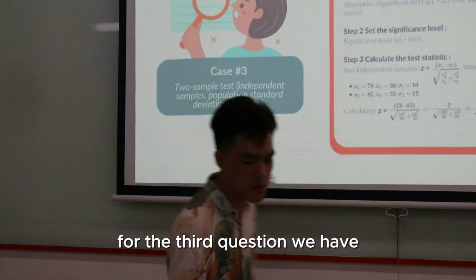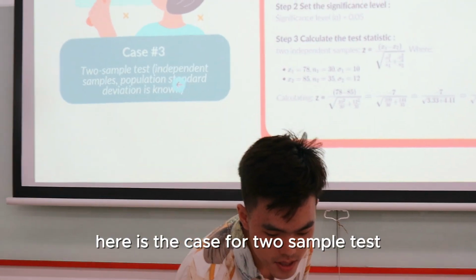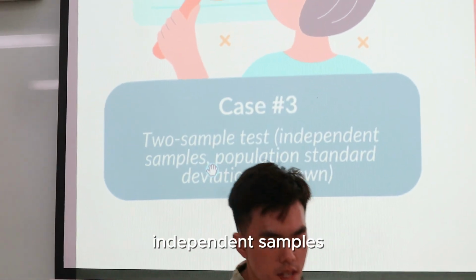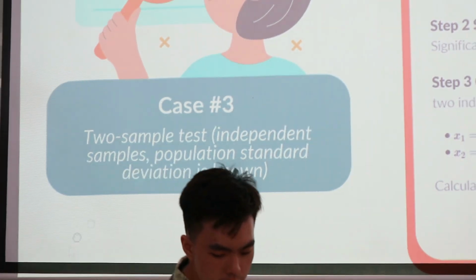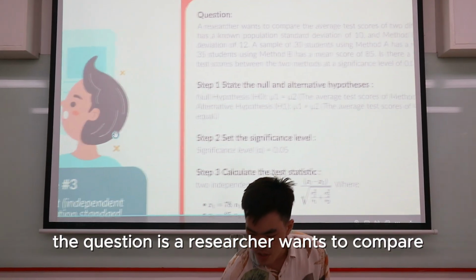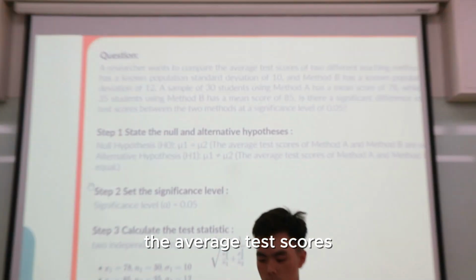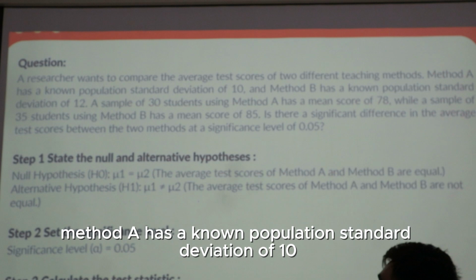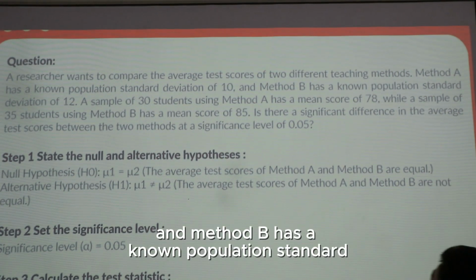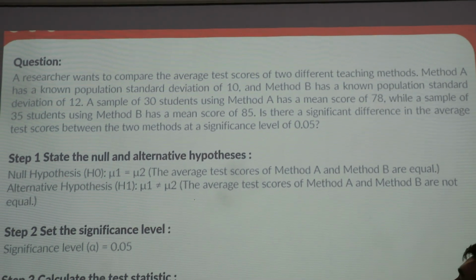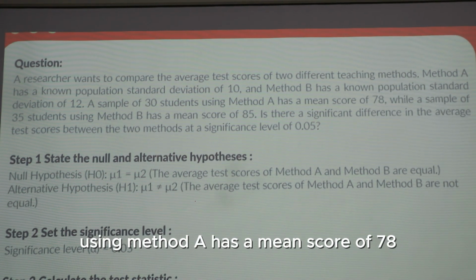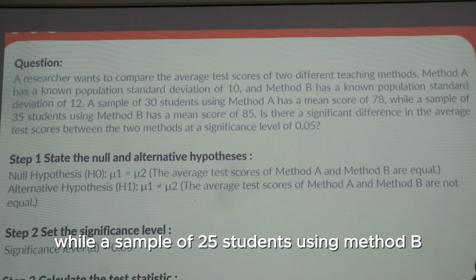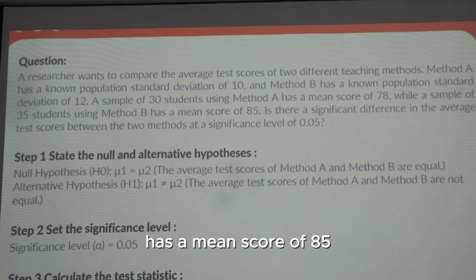Now, for the third question, we have the case for two sample tests, independent samples, where the population standard deviation is known. The question is: a researcher wants to compare the average test scores of two different teaching methods. Method A has a known population standard deviation of 10, and method B has a known population standard deviation of 12. A sample of 30 students using method A has a mean score of 78, while a sample of 35 students using method B has a mean score of 85.